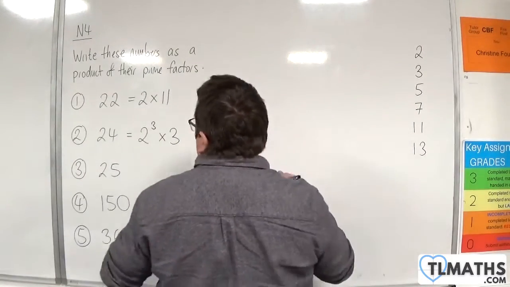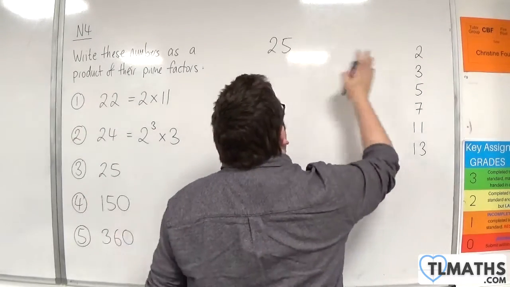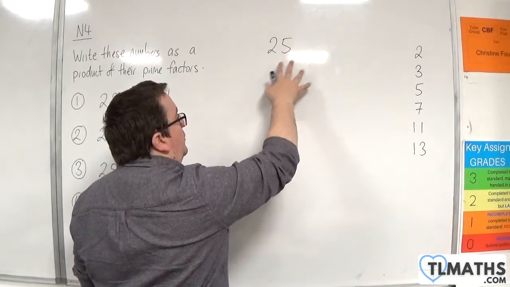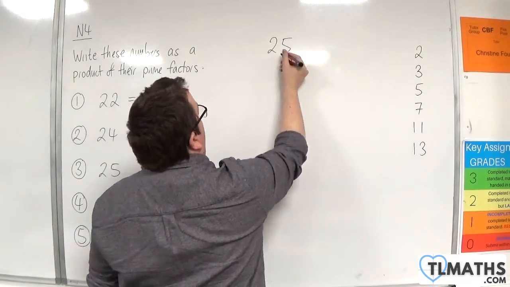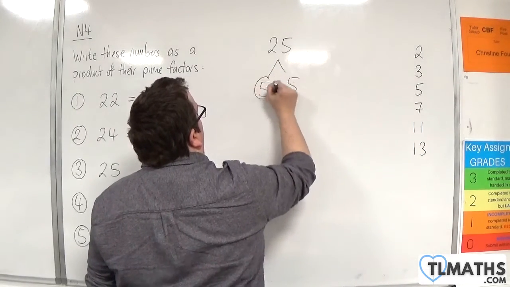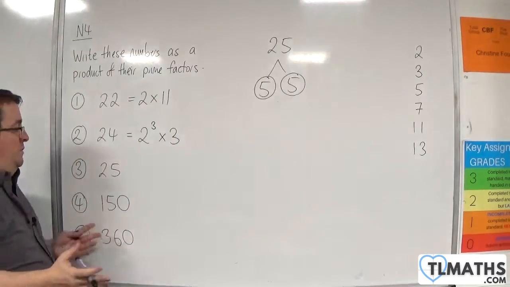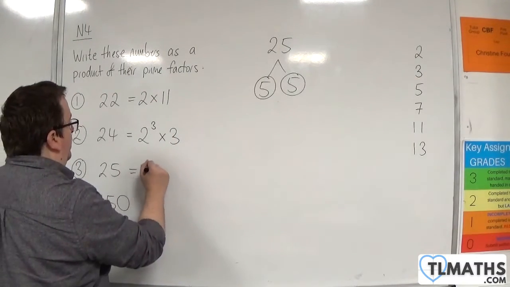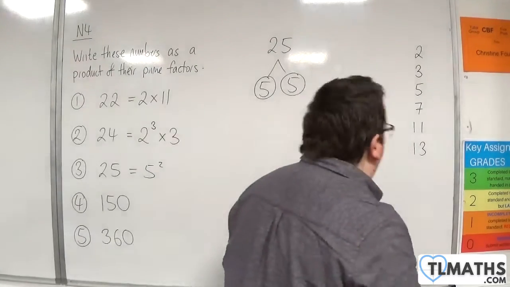So the next example is number 25. Does 2 go into 25? No. Does 3 go into 25? No. Does 5 go into 25? Yes, it goes in 5 times. 5 is prime, so we're done. So 25 is just 5 squared. As straightforward as that.